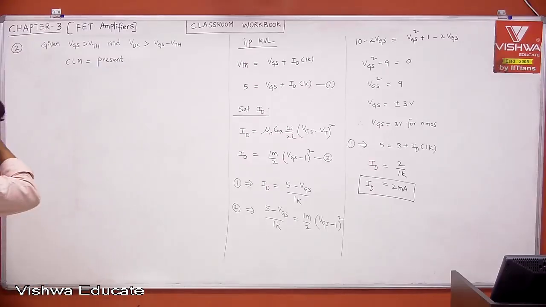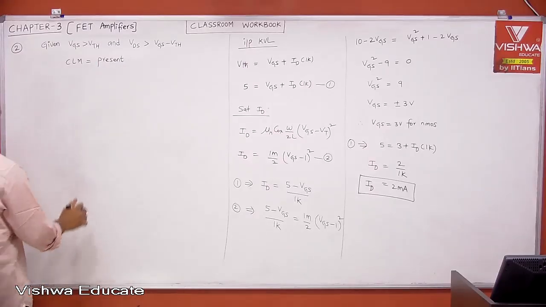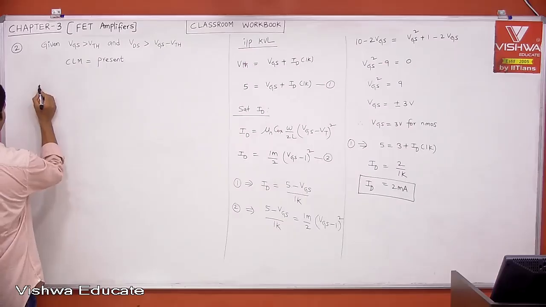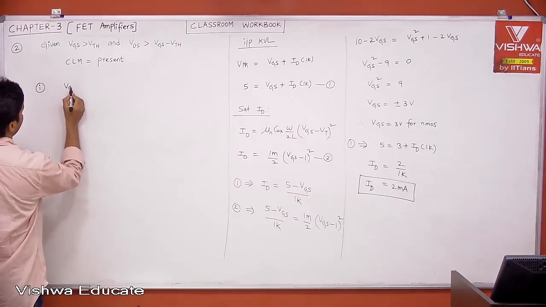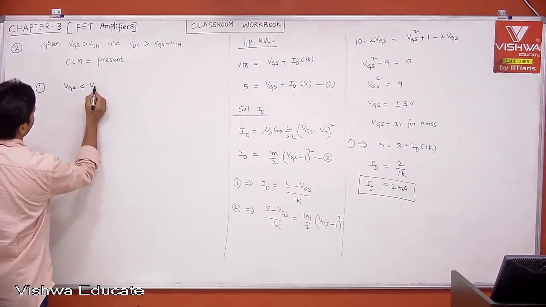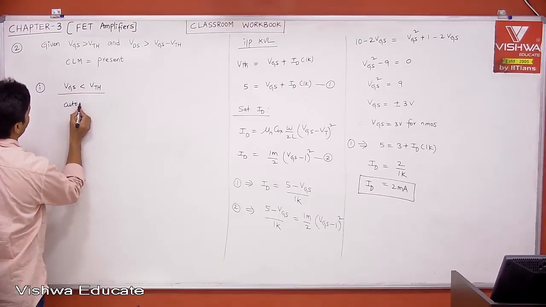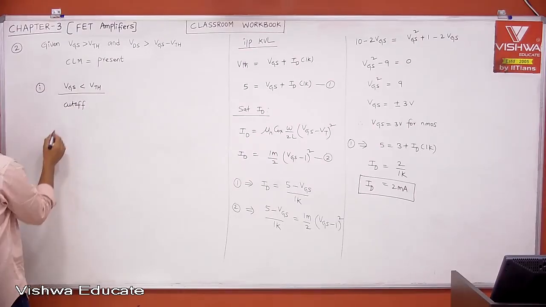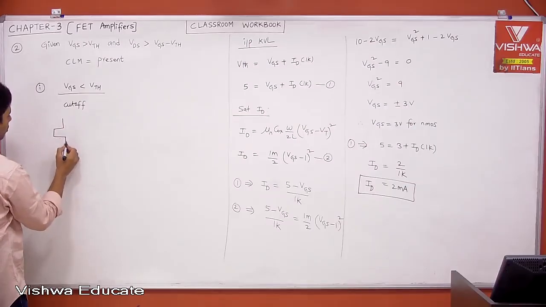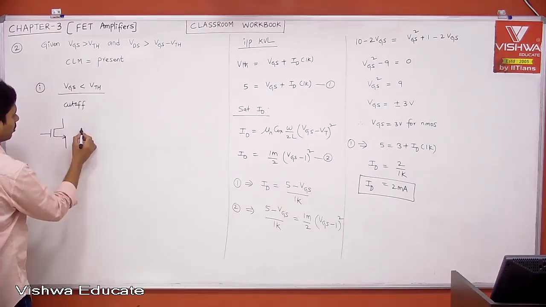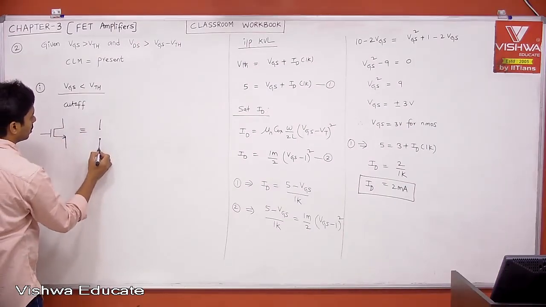Right? Then, you remember I told you. Point number 1, if VGS is less than VTH, this is nothing but cutoff. I am just repeating once again. When I say cutoff, your MOSFET is nothing but what? Your MOSFET is open circuit, right?